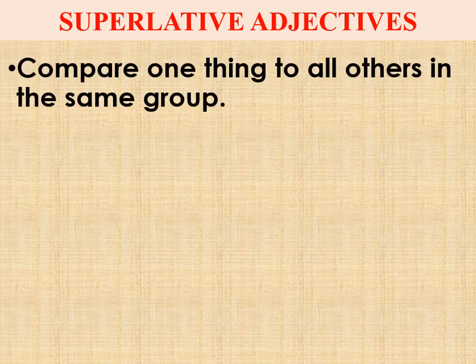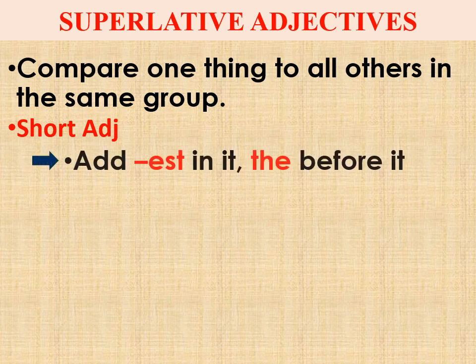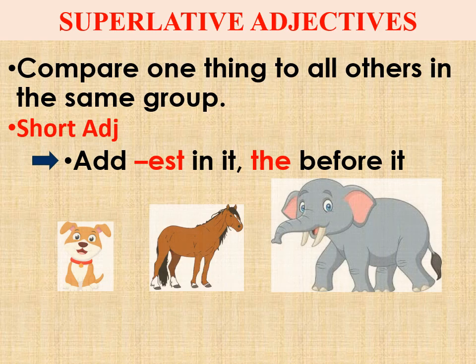Very good, my students. That's the end of comparative adjectives. Now we move on to superlative adjectives. We use superlative adjectives to compare one thing to all others in the same group. With short adjectives, we add -est to it and put the before it. Let's take a look at an example.